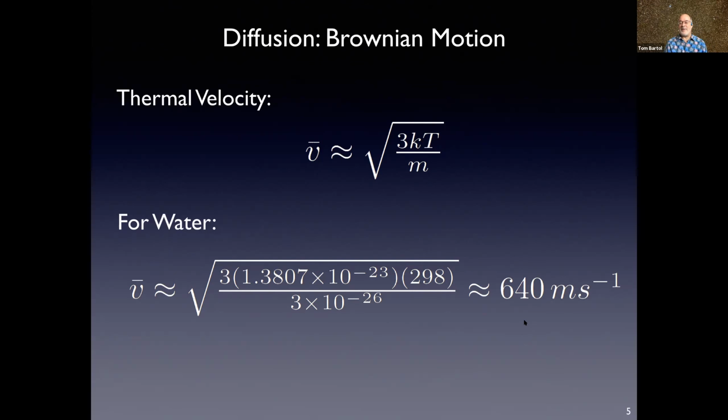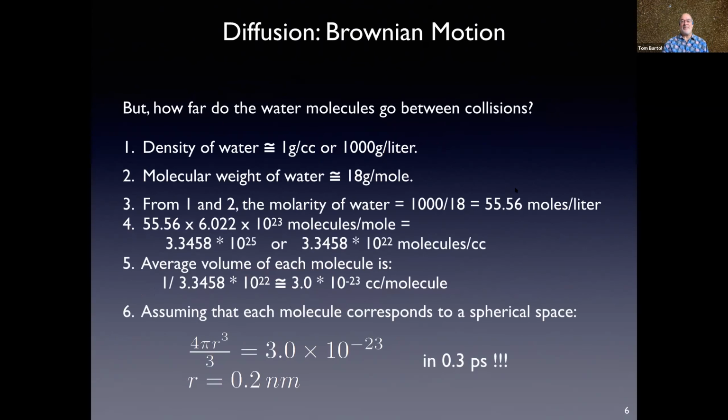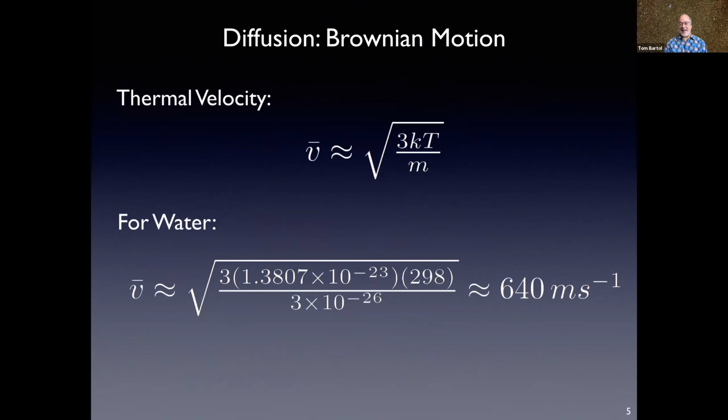which, not by any random occurrence, is approximately the speed of sound in water. And that's a clue for what we're going to talk about next. Okay, so the water's going 640 meters per second. Why don't we explode? Well, the reason we don't explode is because the particles don't get very far between collisions, and the energies of the collisions are so small that the temperature doesn't go up.